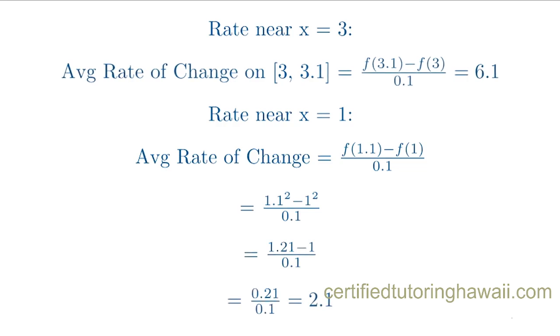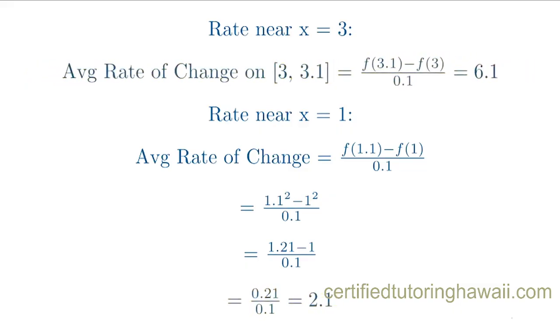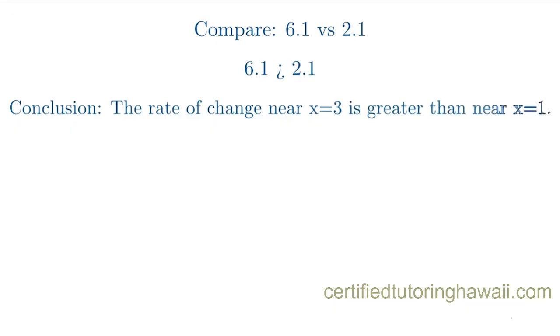So we have an approximate rate of 6.1 near x equals 3, and an approximate rate of 2.1 near x equals 1. Comparing these two values, it's clear that 6.1 is much larger than 2.1. This means the function f of x equals x squared is changing much faster at x equals 3 than it is at x equals 1. This method allows us to quantitatively compare how rapidly a function is changing at different parts of its domain.